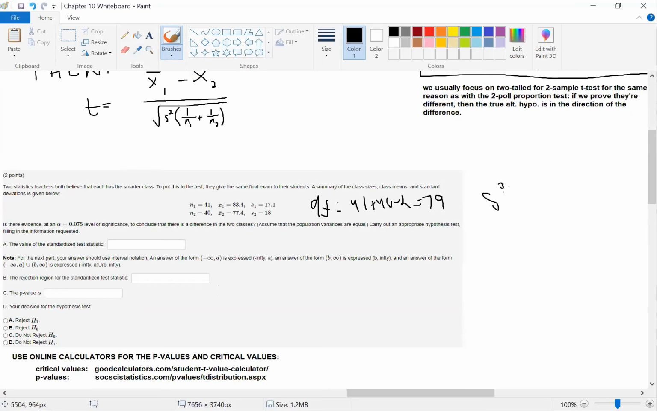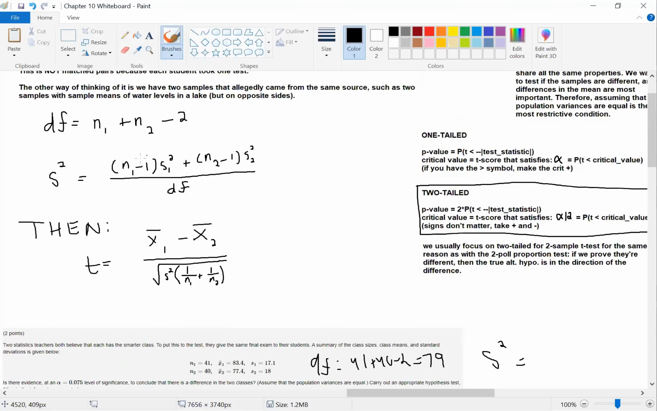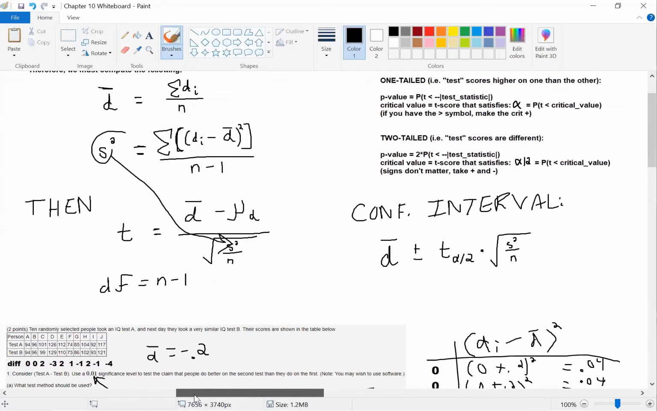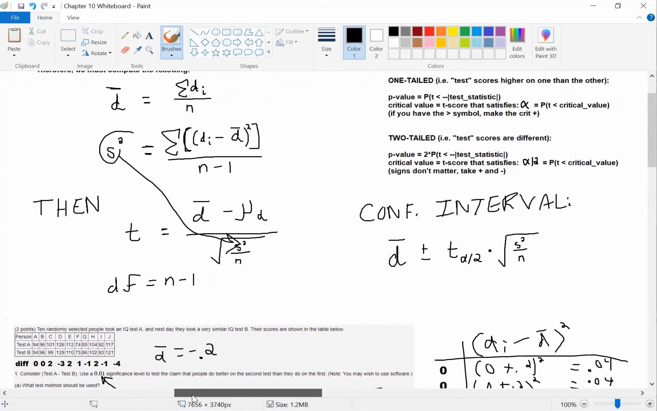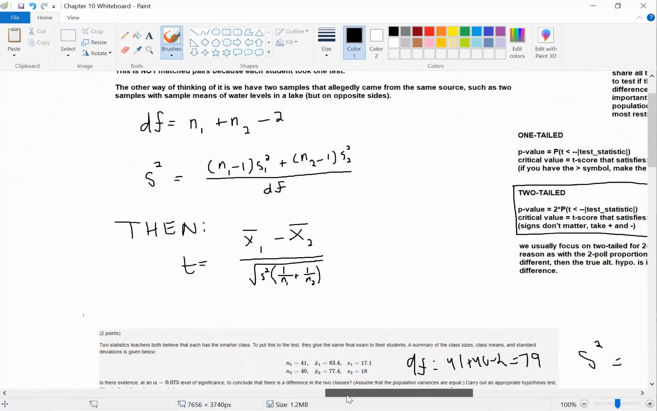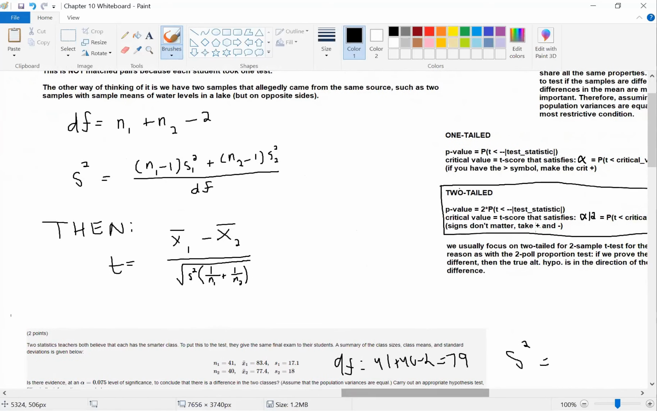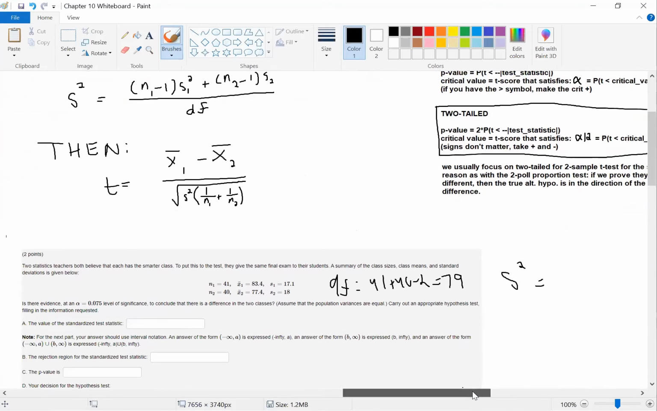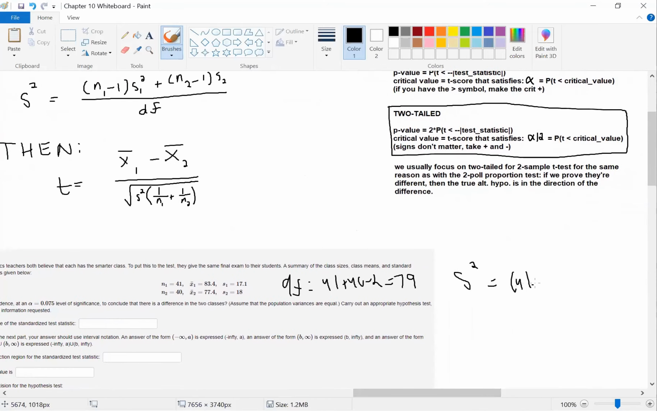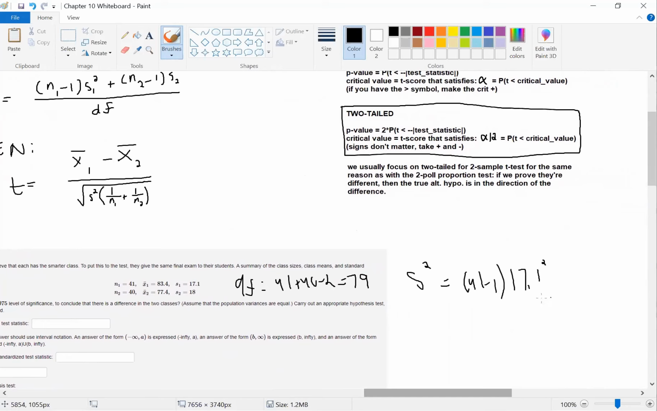And now our S squared, we have N1. You might say, why is it N1 minus 1 and not N1? Because our sample size is N. Should we be weighting by N? You'll recall our standard deviation formula, we were dividing by N minus 1. So we have to multiply by N minus 1 to clear that out. So this is why we have the N1 minus 1 instead of just N1. Either way, we have 41 minus 1. The standard deviation of the first class was 17.1. So 17.1 squared. Let's move over just a little bit to give some more space.